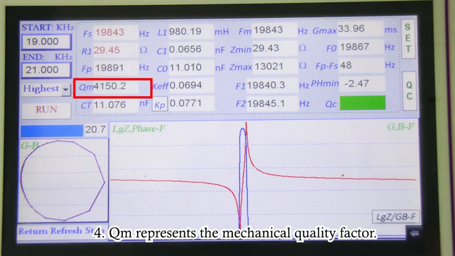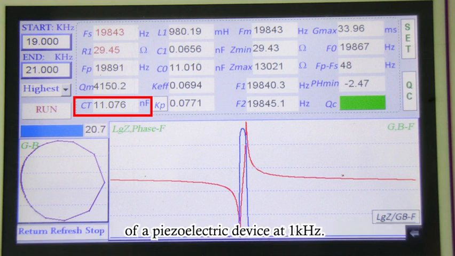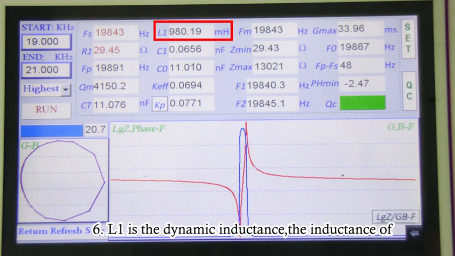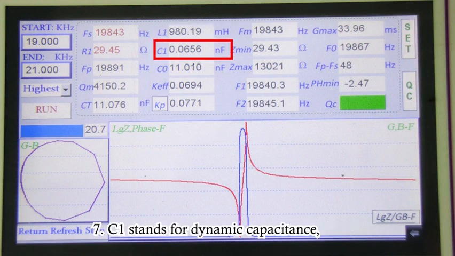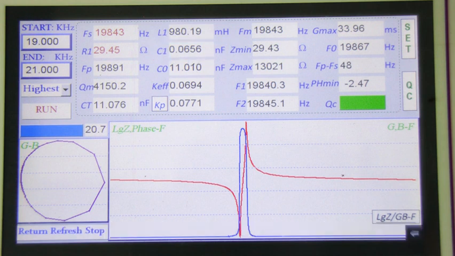4. Qm represents the mechanical quality factor. 5. Ct stands for free capacitance, which is the capacitance value of a piezoelectric device at 1 kHz. 6. L1 is the dynamic inductance, the inductance of the serial branch of piezoelectric transducer. 7. C1 stands for dynamic capacitance, the capacitance of the serial branch of piezoelectric transducer.